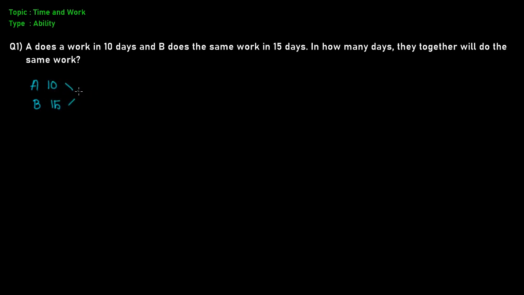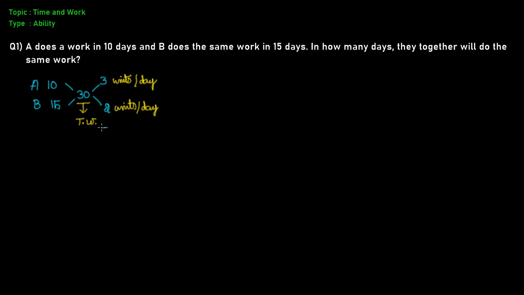So the LCM of 10 and 15 is 30 and I divide 30 by 10 and I write it here. So 30 by 10 is nothing but 3. And 30 by 15 is nothing but 2, right? Now, we can observe that we have a total work of 30 units, okay? And A can complete 3 units of work per day and B can complete 2 units of work per day, all right? So, they are asking in how many days they together will do the same work.